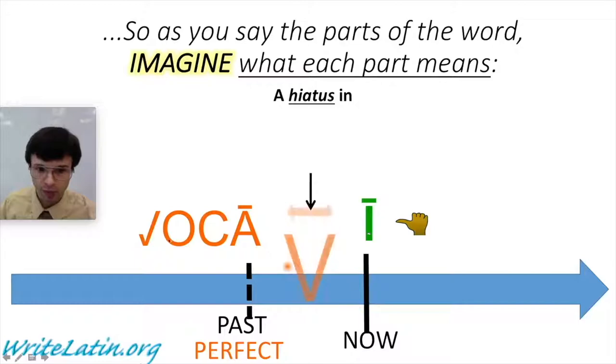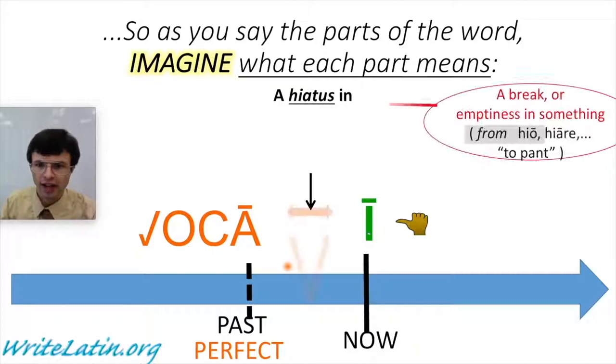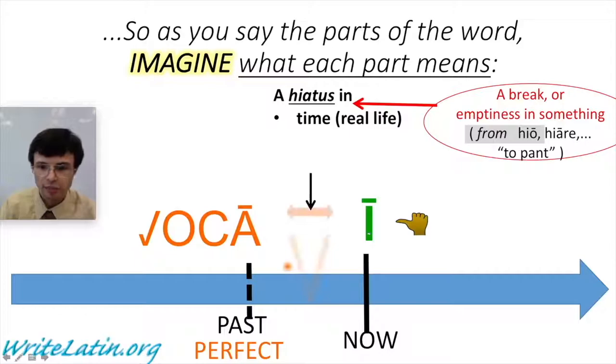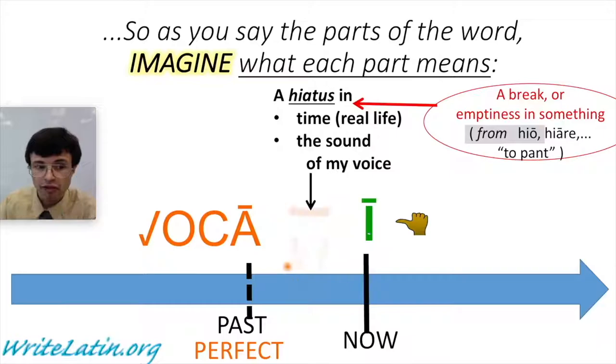So the function of this V is subconsciously to suggest a hiatus. Now, what's a hiatus? A hiatus is a break or emptiness in something, from the Latin word hio, hiare, like panting, like you're out of breath and nothing's happening. So the V suggests to the listener a break in time in between the present when it's being talked about and the past back when the action occurred. So it's this break in time that you can see symbolized by this orange arrow. And it's also a break in my voice signifying that real break in time. So the V here bespeaks a separation in time between now and the past when the event occurred.